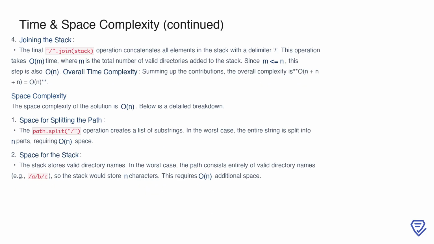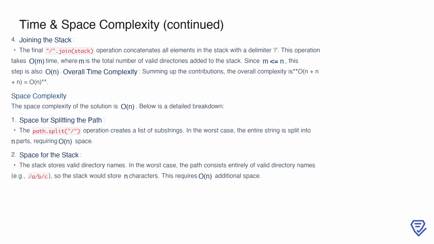To complete the time complexity analysis, we consider the final step where we join the stack elements using "/".join(stack). This step concatenates all the valid directory names in the stack with the / delimiter. If the stack contains m elements, this operation takes O(m) time. Since the number of stack elements m cannot exceed the total number of characters in the input string, this step is also O(n). Adding up all the steps, splitting the path, iterating through parts, stack operations, and joining, we reach the overall time complexity of O(n).